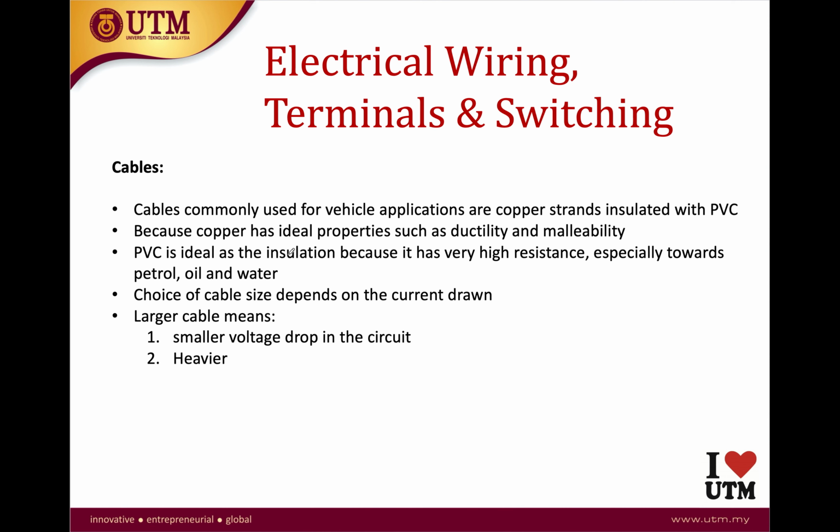When we talk about wiring, once it is of a certain size or cross-sectional area and above, we usually call it a cable rather than a wire. A cable in an automotive vehicle is usually made from copper strands insulated with PVC. Copper is preferred because it has ideal properties such as ductility and malleability, and PVC is ideal as insulation because it has very high resistance, especially towards petrol, oil and water.